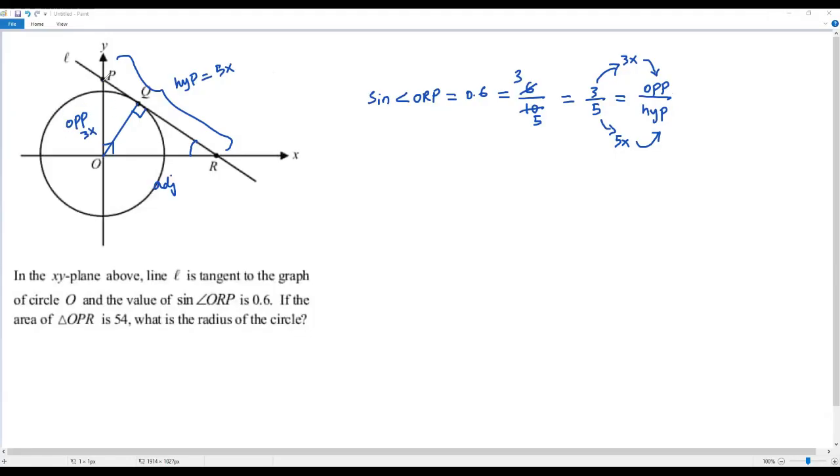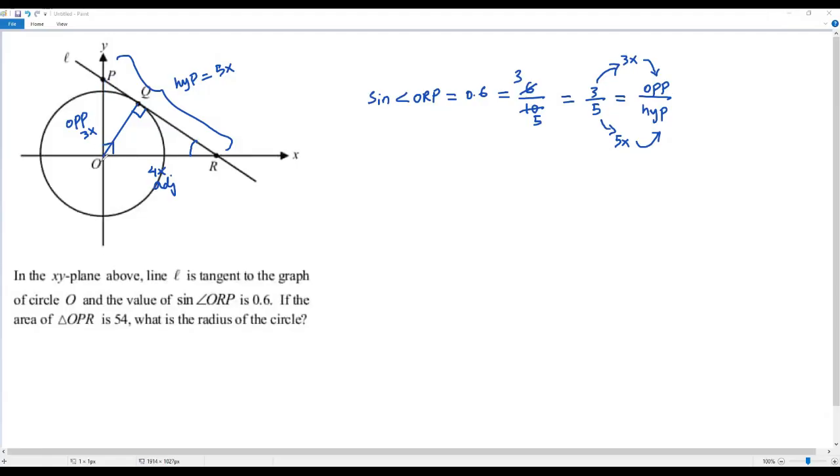Actually, it's a 3, 4, 5 right triangle over here, this OPR, because the length of the hypotenuse is 5x, and of the remaining two legs, the length of one leg is 3x. Then the length of the other leg OR must be 4x, because it's a 3, 4, 5 right triangle. For this right triangle OPR, we can consider this OR as the base and this OP as the height, because OP and OR are perpendicular. So we can consider the horizontal line segment as the base and the vertical line segment as the height.